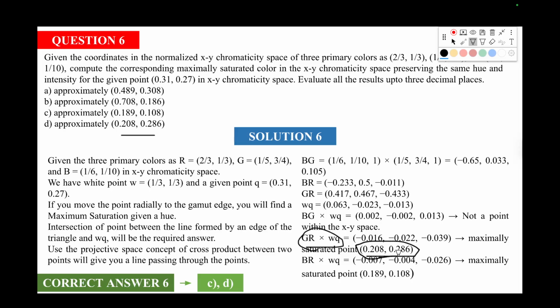So this is the answer. How can we solve it? We don't know. I also have the same doubt. Minus 0.016 divided by minus 0.039. What is it coming to? I don't have a calculator now. Someone can calculate and tell me. Wait, sir, I will calculate.